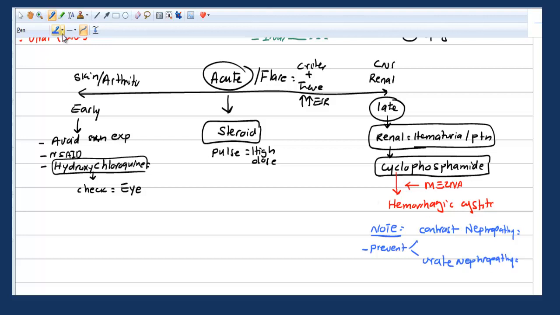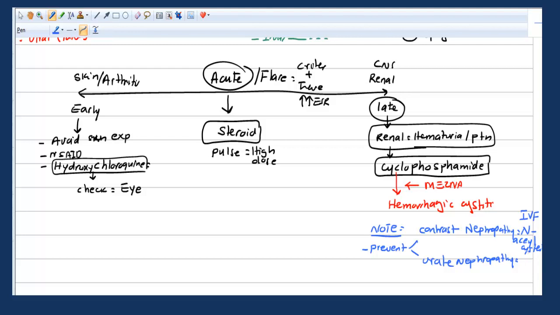What will you give the patient to prevent contrast nephropathy, Michael? You mean contrast nephropathy? Yeah, how will you prevent it? I think you will give normal saline. Very good, normal saline, which is IV fluid, plus N-acetylcysteine.